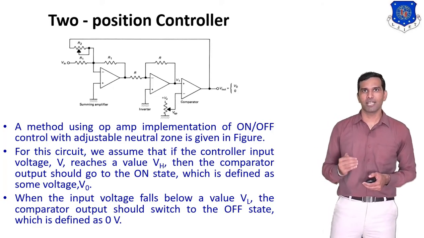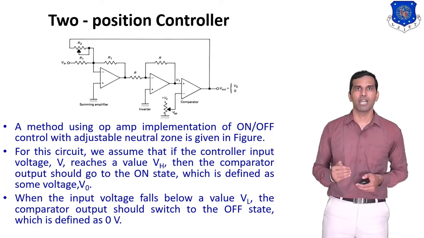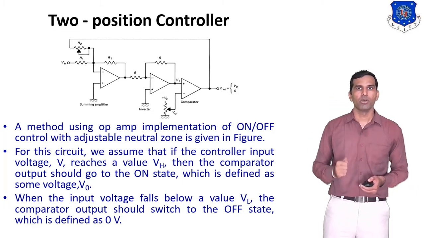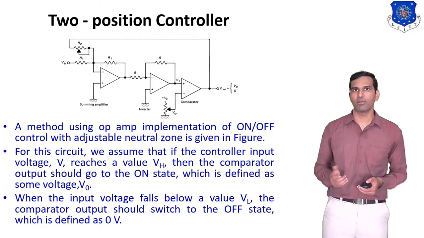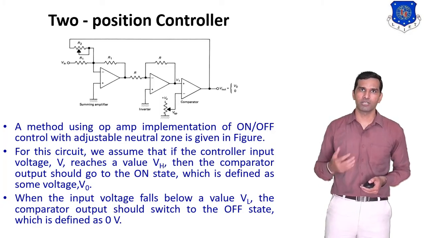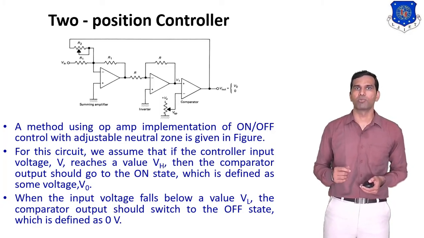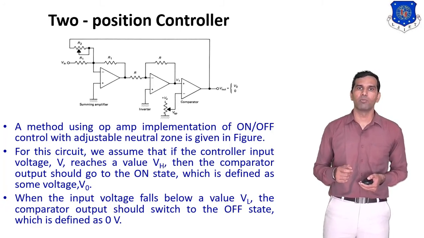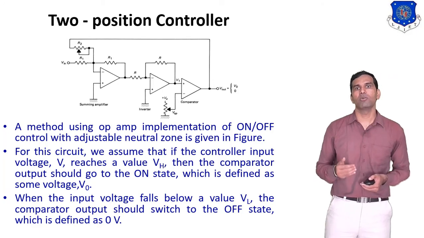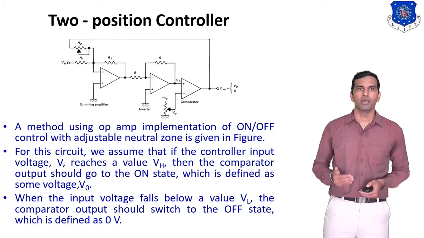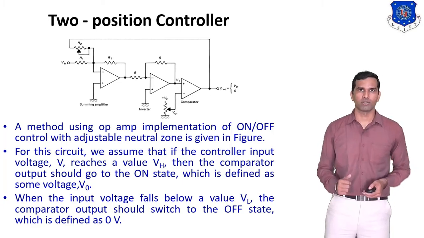The operation is the same as we discussed previously. That means here there are two modes: the first one is on and the second one is off. When the input voltage goes to the VH value, that means a higher value, at that time the comparator is on and gives the output voltage V0. And when the input falls below the value VL, the comparator output switches to the off state, which is defined as 0 volts.